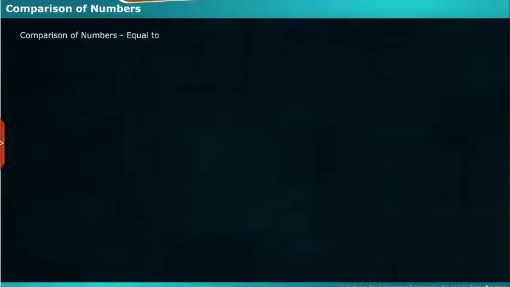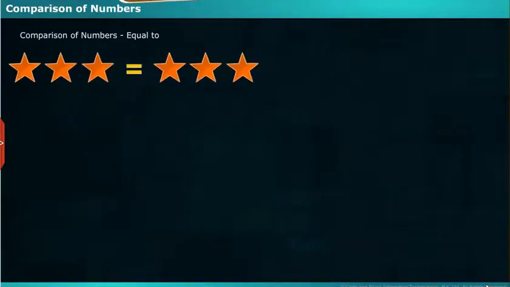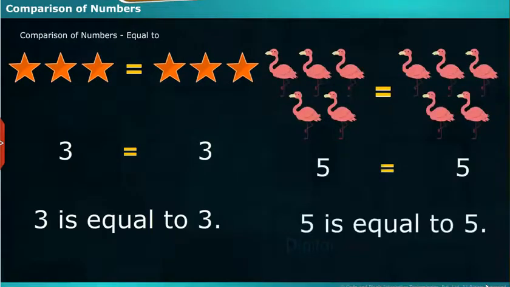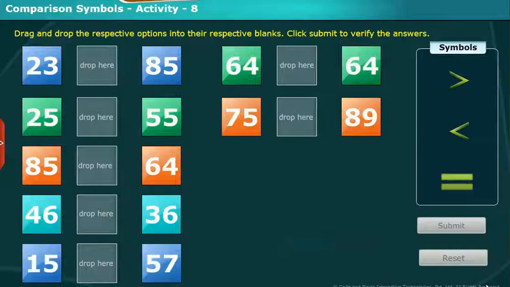Comparison of numbers, equal to. When the two numbers are same or the two quantities are same, the sign for equal to is. Let us do a simple activity to compare the 3-digit numbers. Drag and drop the respective options into their respective blanks. Click Submit to verify the answers.